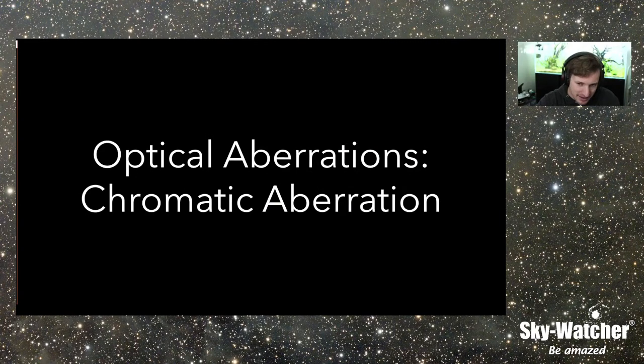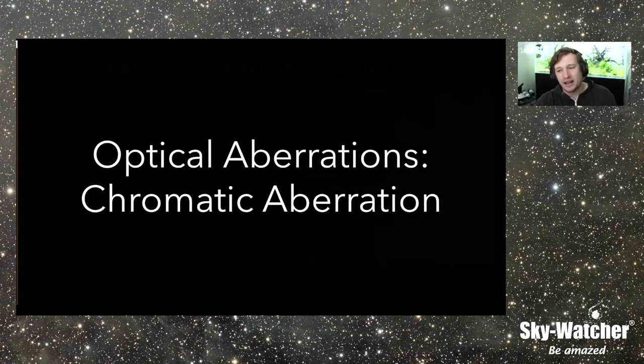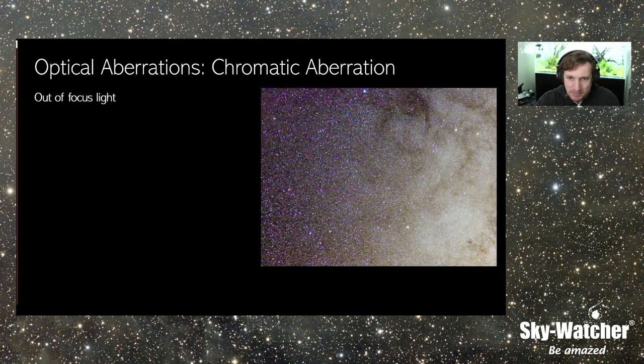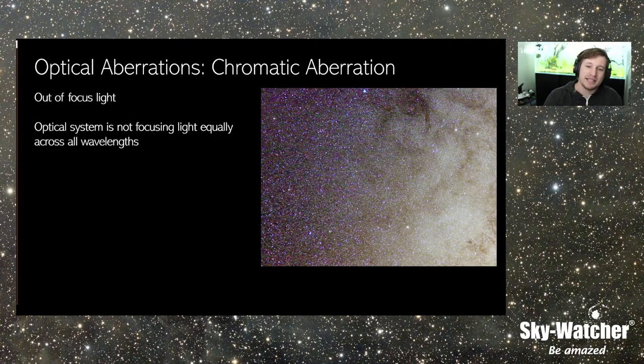So let's talk about the most basic one, I think most of us are very aware of, and that is chromatic aberration. Chromatic aberration is basically just out of focus light. The optical system is not focusing light equally across all the wavelengths.